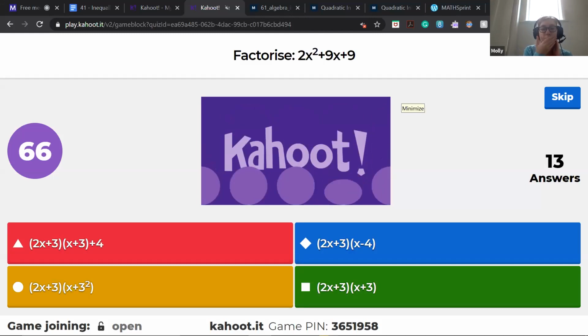Someone said, my math teacher said it doesn't matter which way around the numbers go. That's true if the signs are the same. But if the signs are not the same, it does matter because you get a different result.